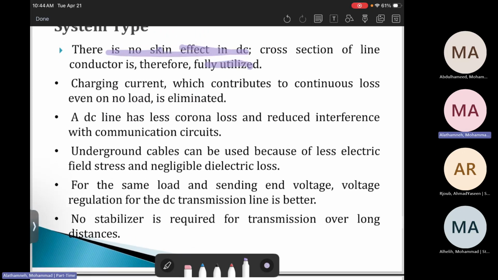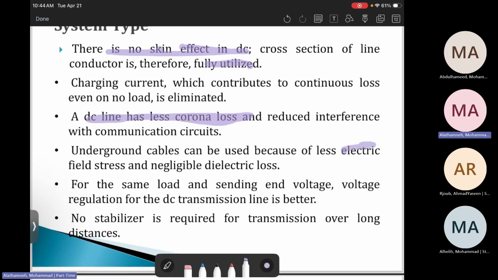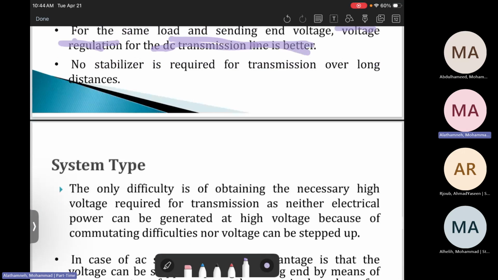The DC line has less corona loss and reduced interference with communication circuits. Underground cables can be used for DC because they have less electric field stress and negligible dielectric losses. For the same load and sending voltage, voltage regulation is better with DC. There are also no stabilizers needed when we use DC.